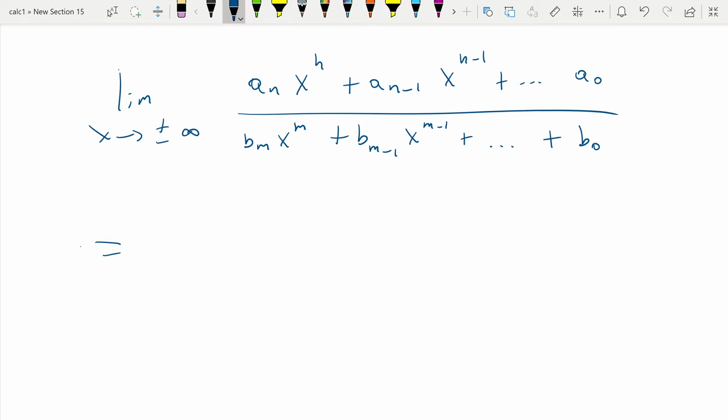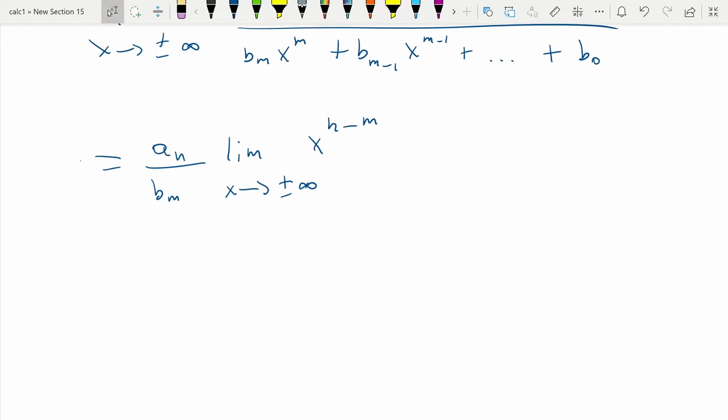So what are the higher powers here? x^n and x^m in the numerator and the denominator. So the leading coefficients are a_n and b_m. And what we're basically doing is factoring out these leading coefficients, and now we are left with the limit as x goes to plus or minus infinity of x^(n-m). And we already have a rule for the limit of a power function, our previous theorem.